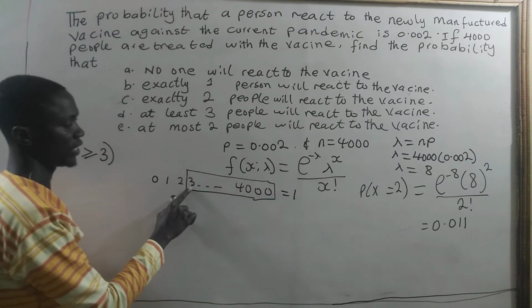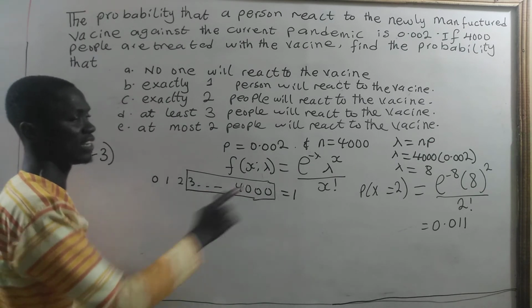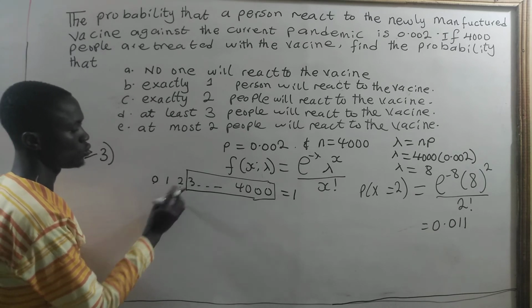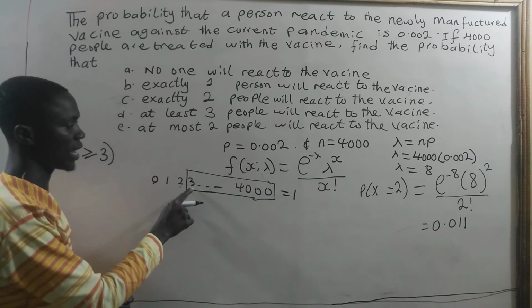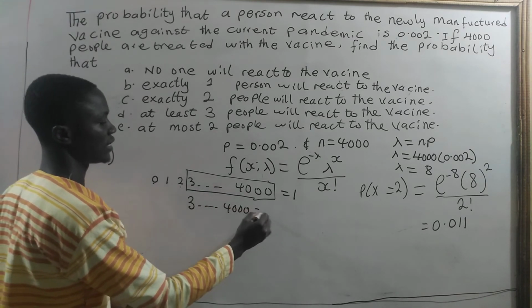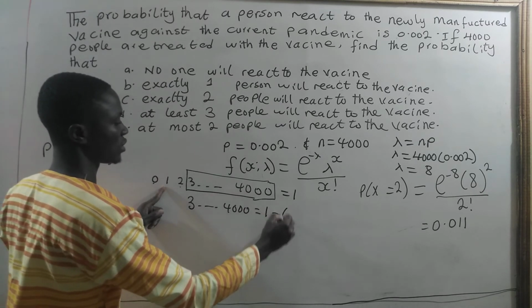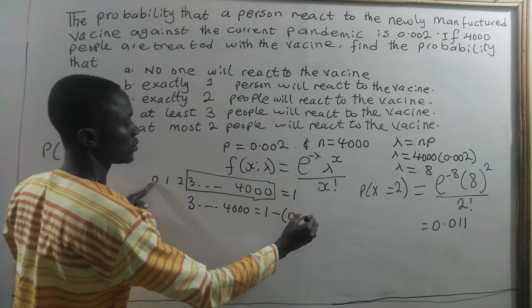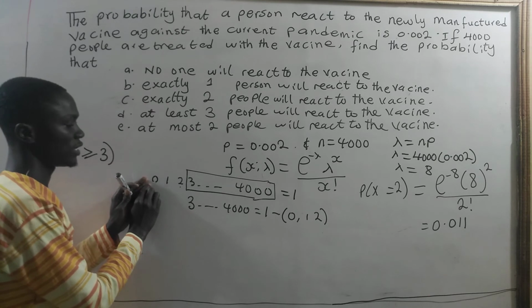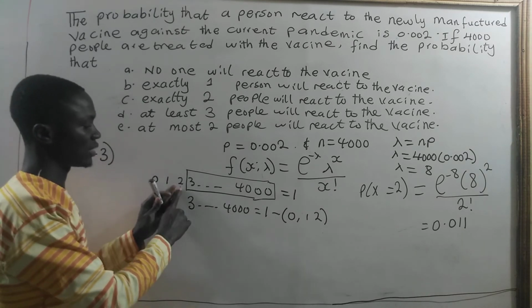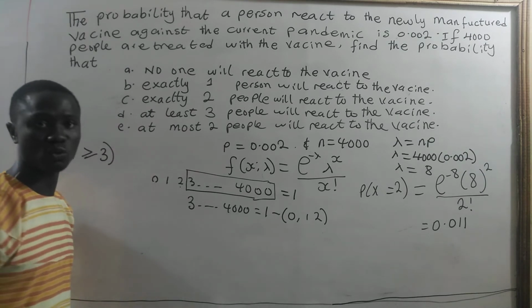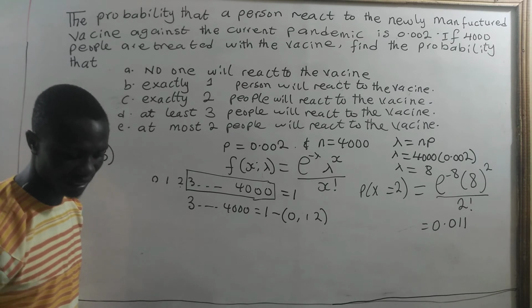So if we want from 3 going, and it is very, very tedious for us to calculate, then we should calculate the probability from 0 to 2 and subtract it from 1. So at least 3, that is from 3 up to 4,000, is the same as 1 minus the probability from 0 up to 2. Very, very simple as that. So we have to calculate the probability of 0 plus the probability of 1 plus the probability of 2, and then subtract it from 1 to get at least 3 up to 4,000. Very, very simple as that.